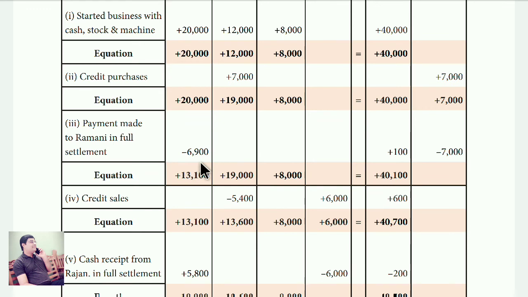So when you paid cash, 6,900 rupees is less. You have to pay 7,000, but you settled at 6,900. So 100 rupees is profit. So that 100 rupees you have to add in capital and 7,000 less in the creditors because we paid the 7,000 rupees totally. How? Because we got the 100 rupees discount, that is our profit. But we have to settle the account of rupees 7,000. So we settled 7,000 rupees. Instead of 7,000, we gave 6,900 to Ramani. Understand? So 100 rupees profit is added in the capital and 7,000 less in the creditors.